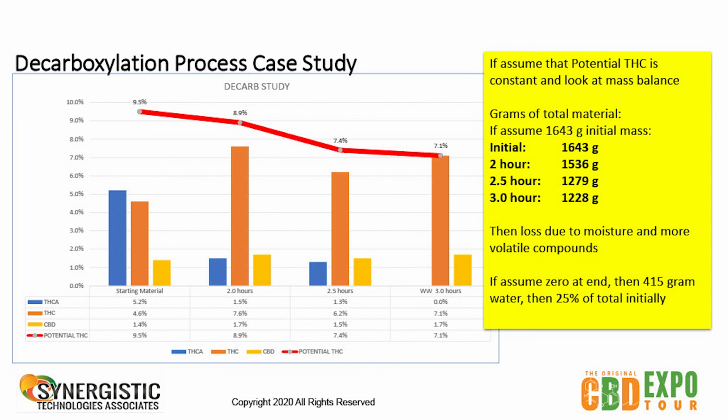1,643, you're really coming out with 415 grams of water. So that's not unusual. So when you start to do a decarboxylation and you do it by weight and you're seeing what the different changes are, the first part of the change is going to be the fact that the water is going to be evaporated.